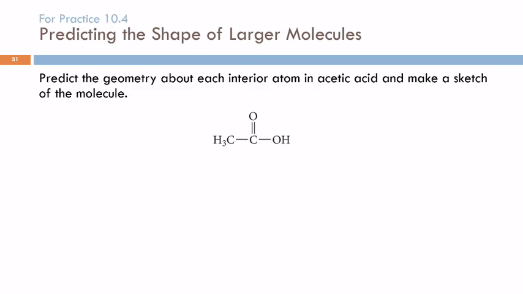So let's look at this one. It says, this is acetic acid. Predict the geometry around each interior atom and make a sketch of the molecule. I won't make you do that on an exam because I don't want to have to look at it. There's time enough. If you go to OChem, you can learn how to draw stuff there.